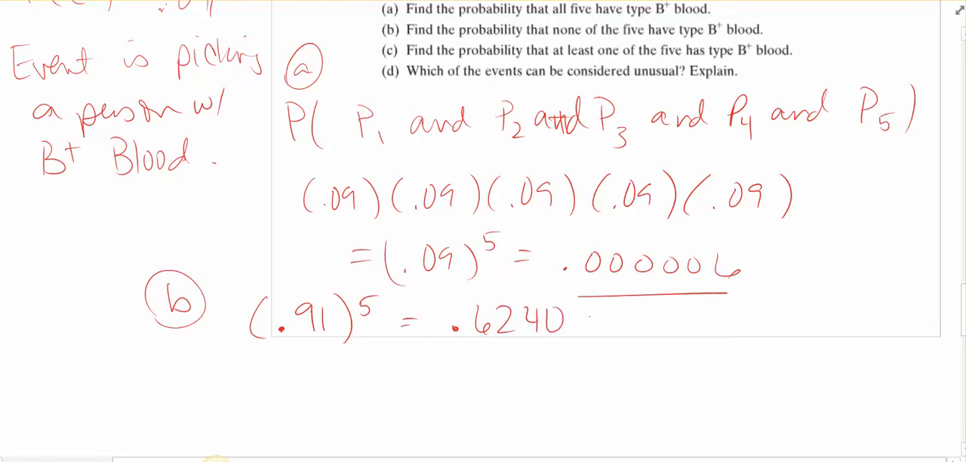All right. Is this the complement to part A? No, because they should sum up to 1.